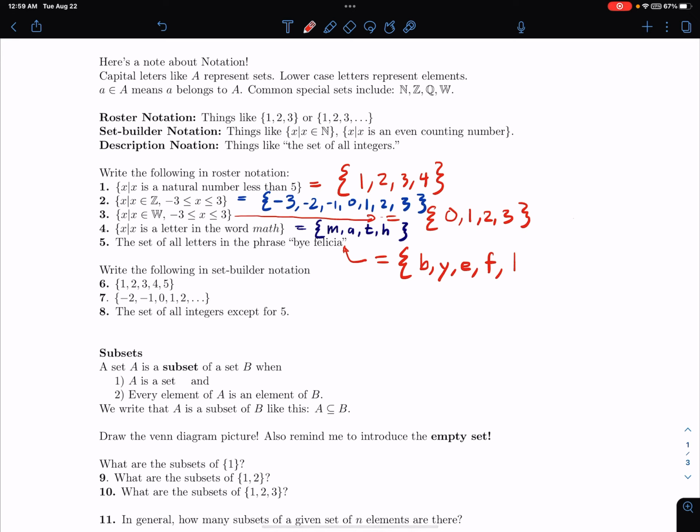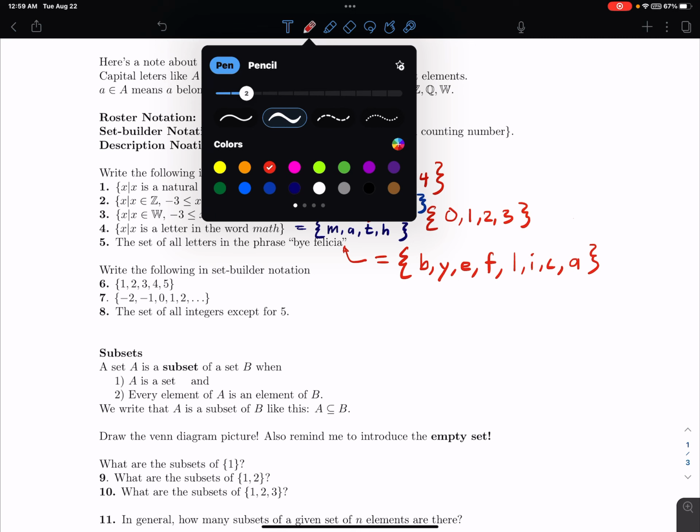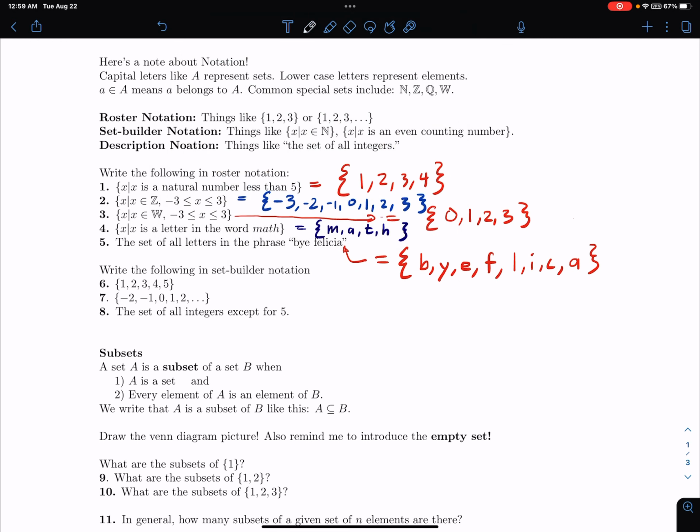Next is L, I, C. And then next will be another I. But again, I have I already, so there's no point in writing it again. And an A. So I ask myself now, how many elements are there in this set? And the answer is, let's count: 1, 2, 3, 4, 5, 6, 7, 8. Eight elements in that set. And those elements are the letters B, Y, E, F, L, I, C, and A.